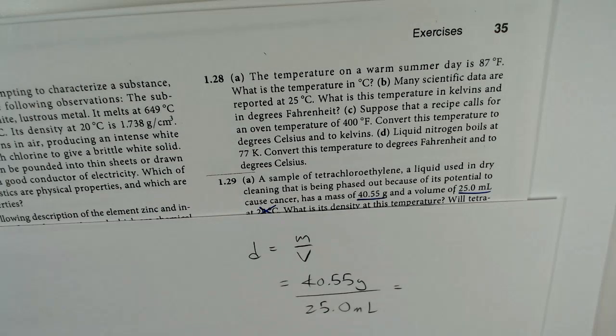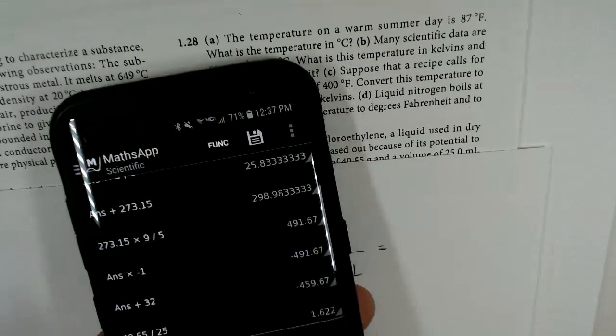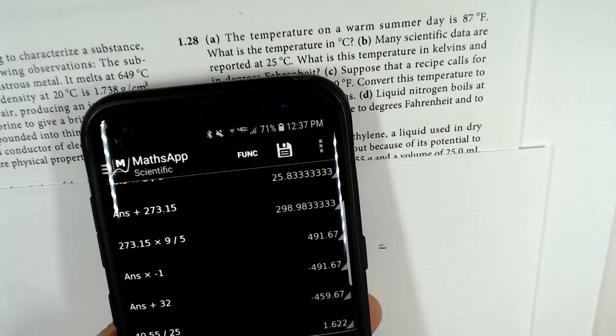So let's go ahead and carry out the calculation, and then after you do the calculation, you then worry about sig figs. All right, so 40.55 divided by 25, I am getting 1.622 for that.